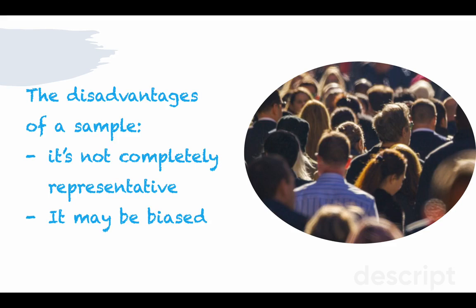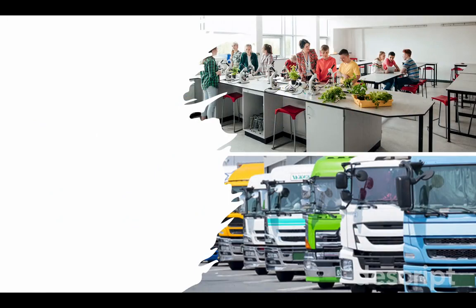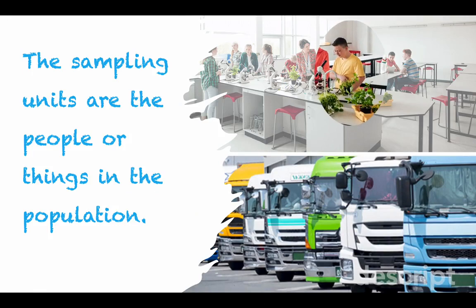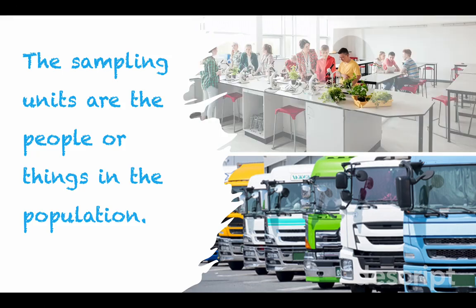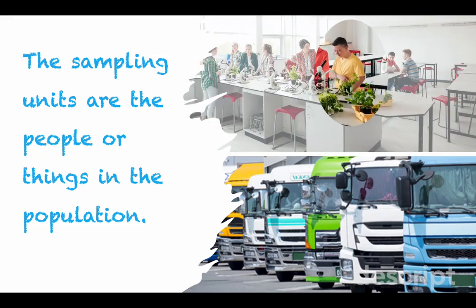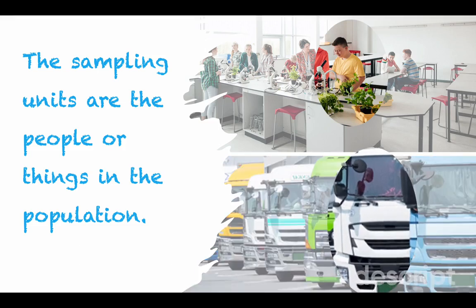The sampling units are the people or items that are to be sampled. If you consider all the students in a school, then a sampling unit is one student. If you consider all the trucks owned by a company, a sampling unit is one truck.